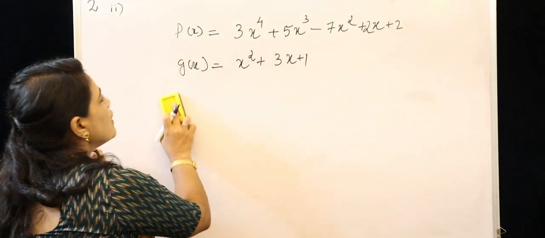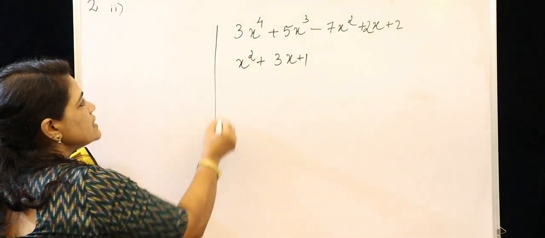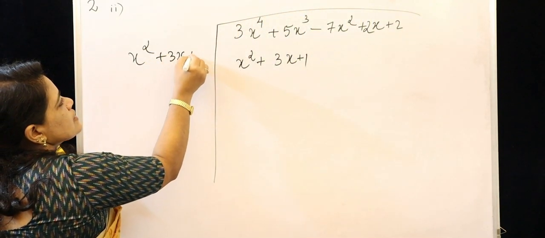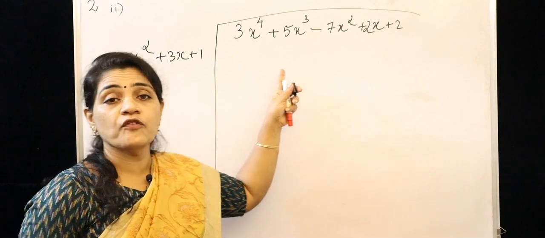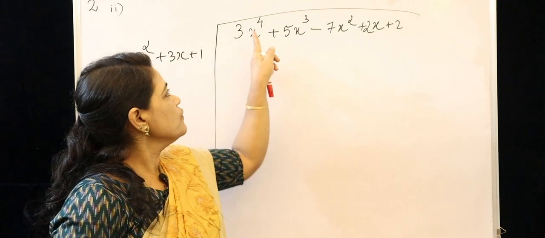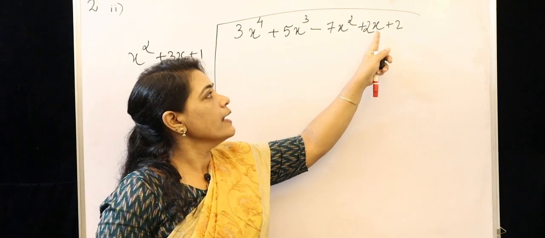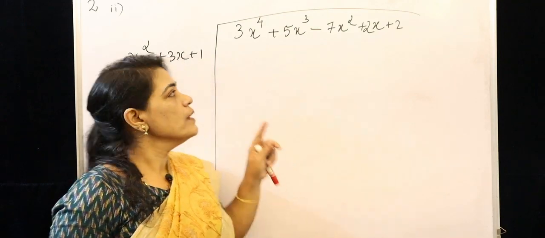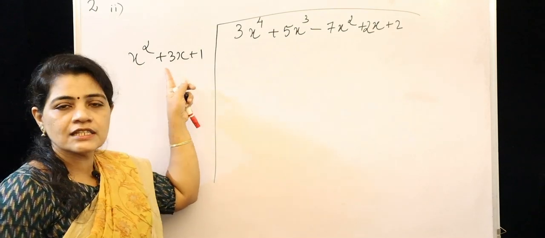So we can divide this p of x with the g of x. What is g of x, children? X square plus 3x plus 1. See children, the given p of x is a 4th degree polynomial, so it must have 4 plus 1, that is 5 terms. The 4th power and 3rd degree and second power, x square is there, and the x term is there, and a constant term is there. So this is in the standard form, and at the same time g of x is also in the standard form. It has 3 terms, and its degree is 2.